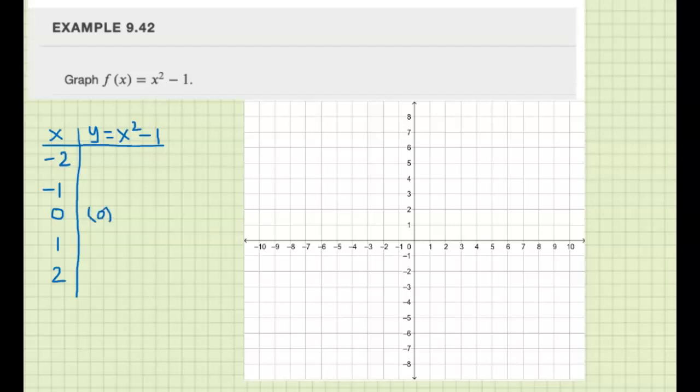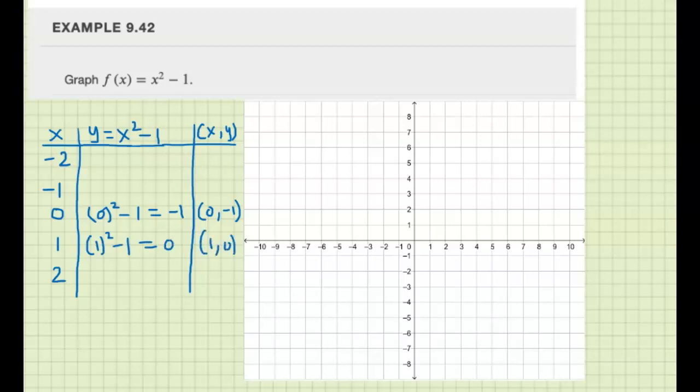Let's start with 0. I have 0 squared minus 1, which gives you 0 minus 1, which is negative 1. I plugged in x is 0 and got y equals negative 1, so this generates a coordinate point that goes on my graph. Let's get the others. We have 1 squared minus 1, and 1 minus 1 is 0. So this gives me (1, 0). 2 squared minus 1: 4 minus 1 is 3. So (2, 3). Negative 1 squared minus 1 is positive 1 minus 1, which is 0. So (negative 1, 0). And negative 2 squared minus 1: 4 minus 1 is 3. So this gives me (negative 2, 3).